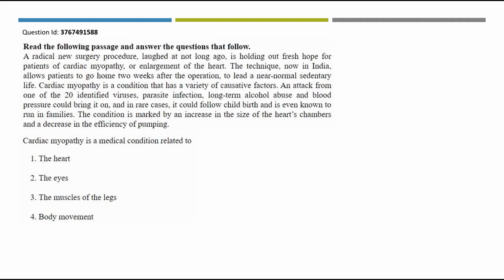Cardiac myopathy is a medical condition related to which organ? Heart, eyes, muscles, body movement. It's about heart. Enlargement of the heart they have given. Option number 1 will be the right answer.